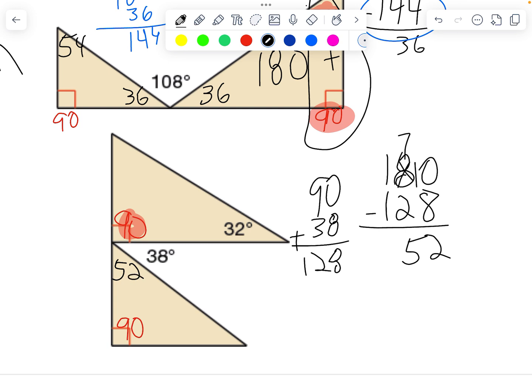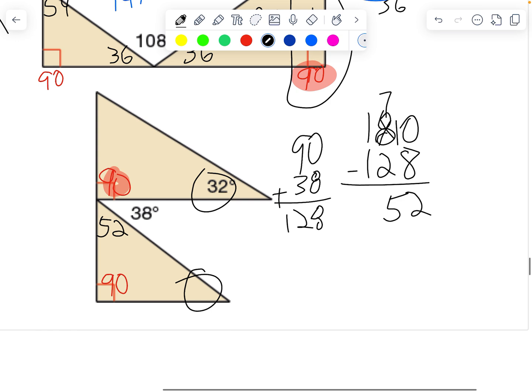Well, we need to know what this angle right here is, because if it's 32, it's the same. If it's not 32, they are different and not similar, okay? So let's now take the 90. Well, actually, hold on a second. We know that this is 52, and we know that this is 90. Well, this is 90, right? So we know the missing angle.